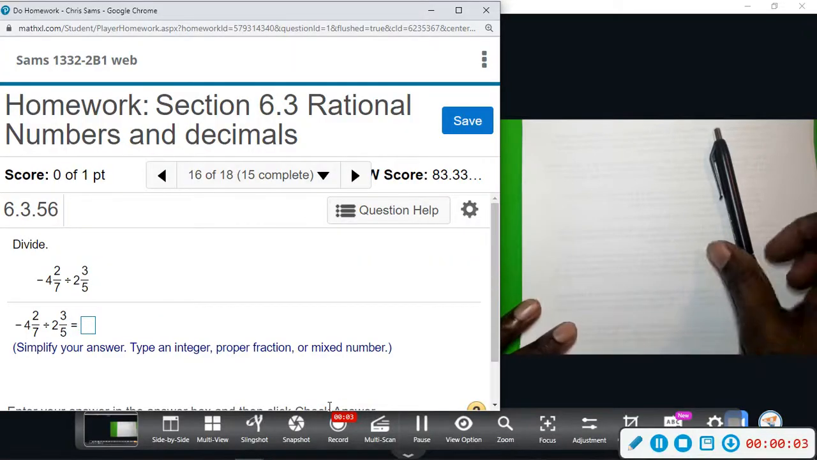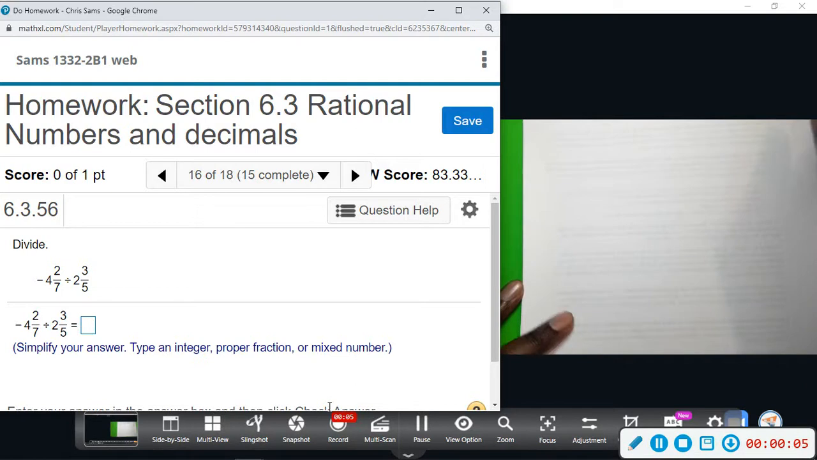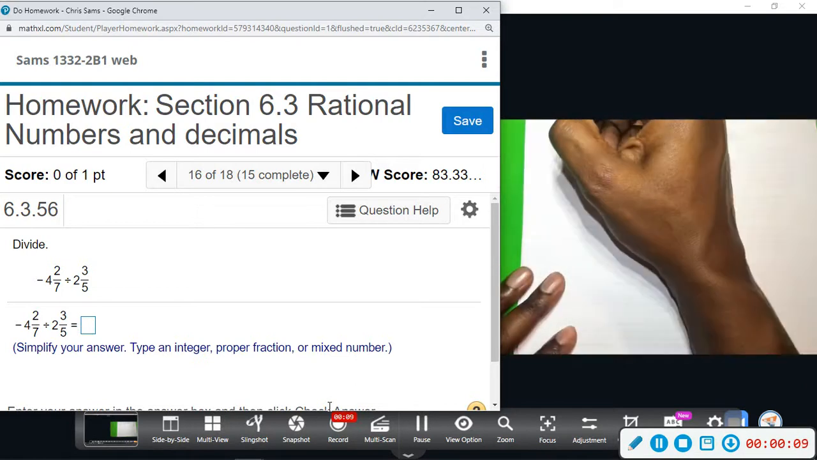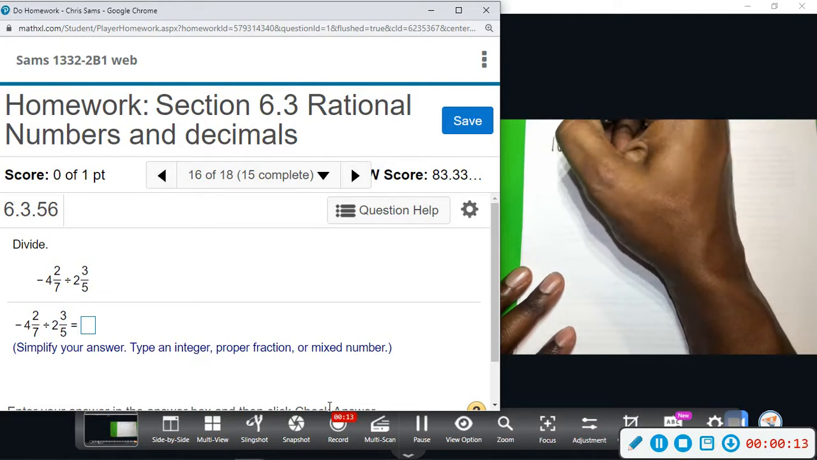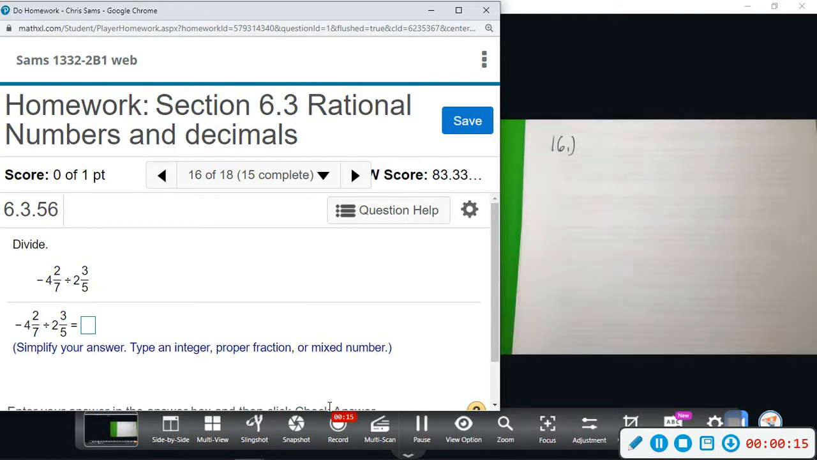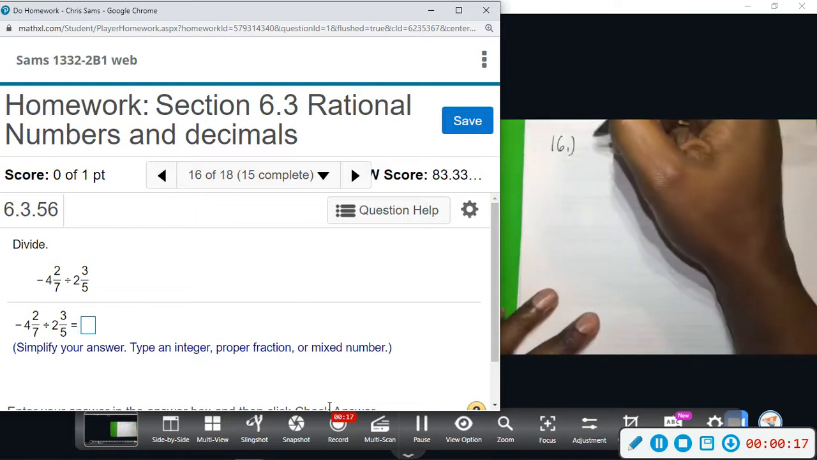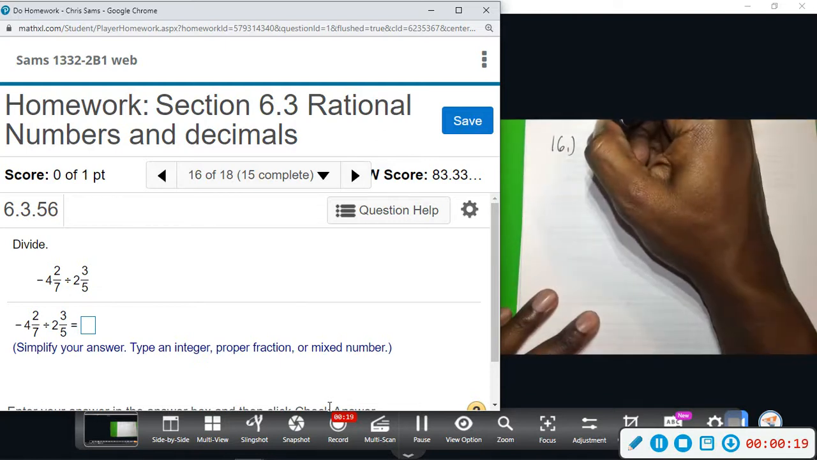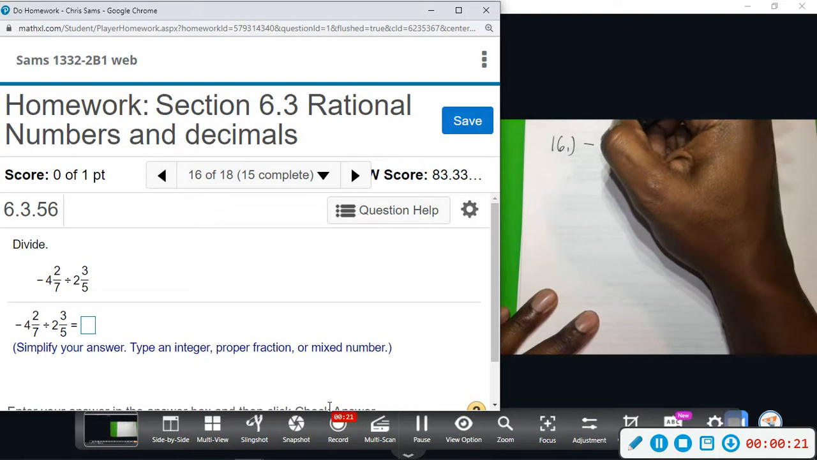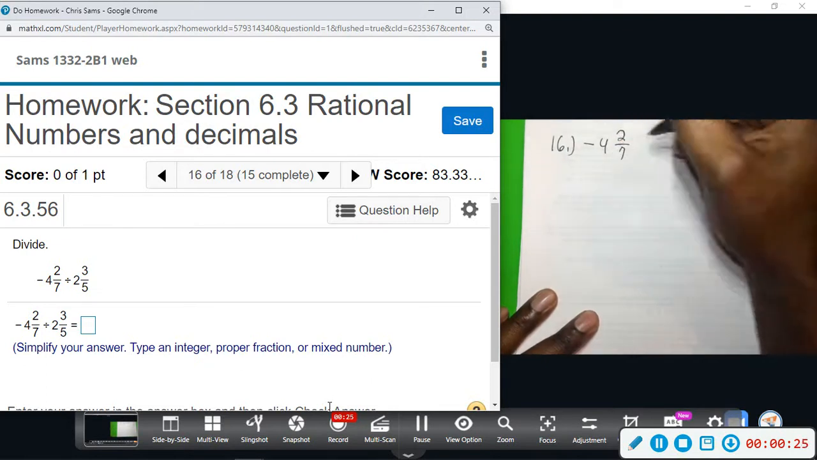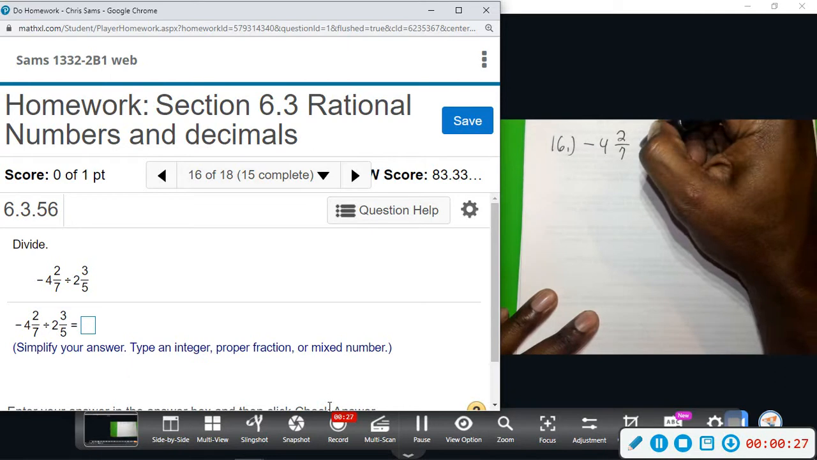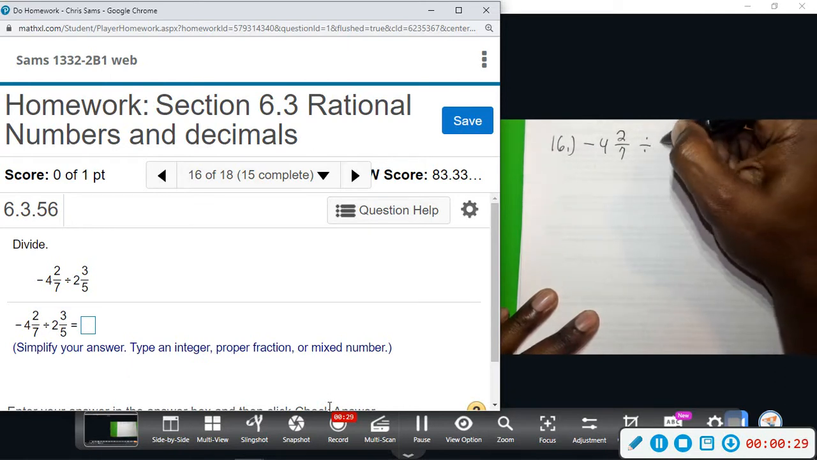Number 16, we are dividing two mixed numbers. And again, we will need to convert this to improper fractions before we do the division. So -4 2/7 is divided by 2 3/5.